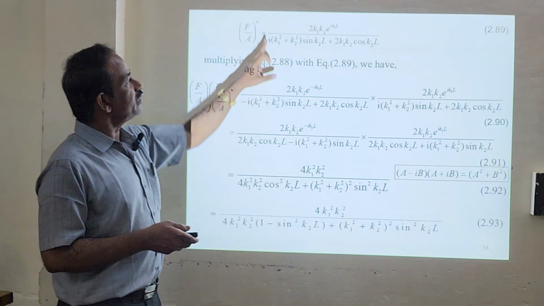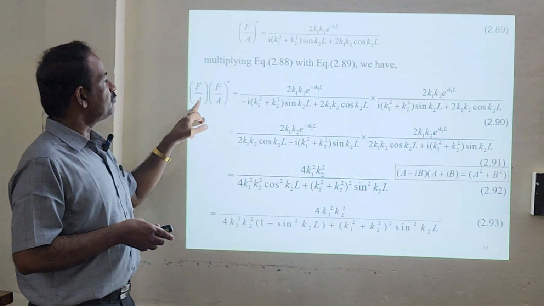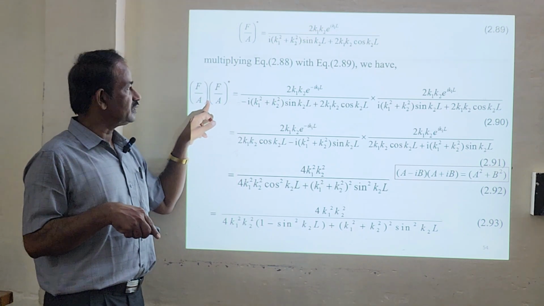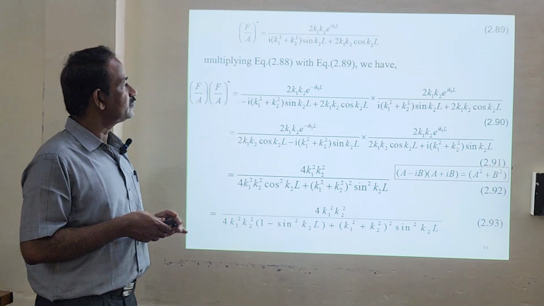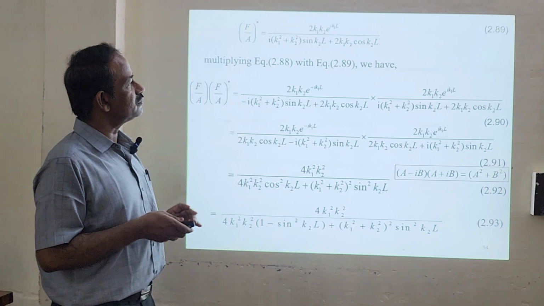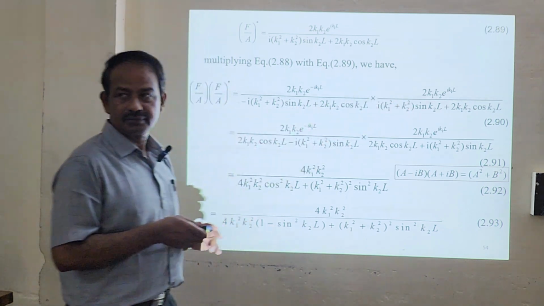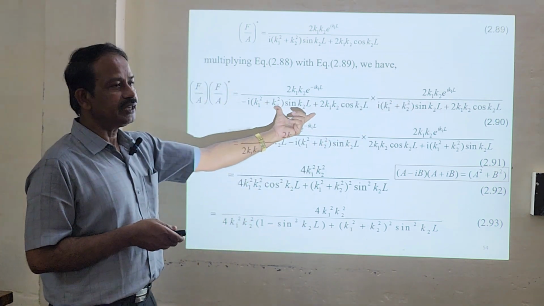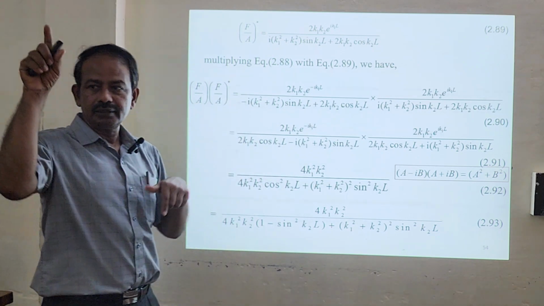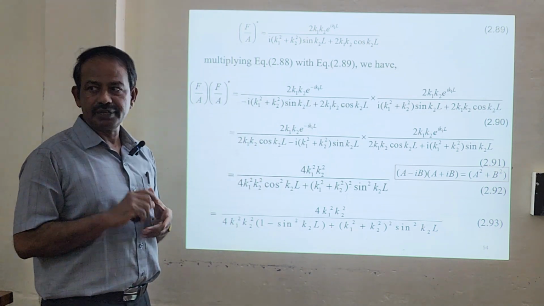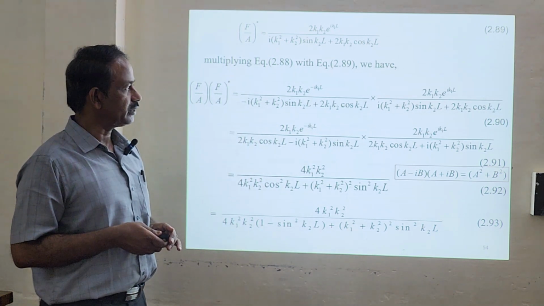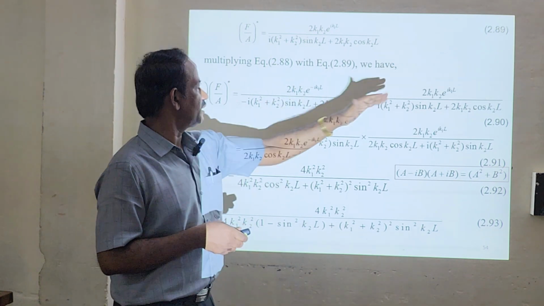So we have changed. Now we are going to multiply f by a with its own complex conjugate, f by a star. You multiply that, and it gives you this term and this term, correct? So this is f by a, and this is the complex conjugate of f by a, whole star. You are going to multiply these two.